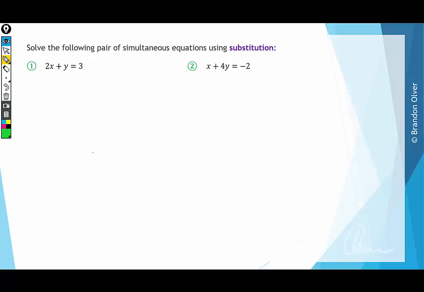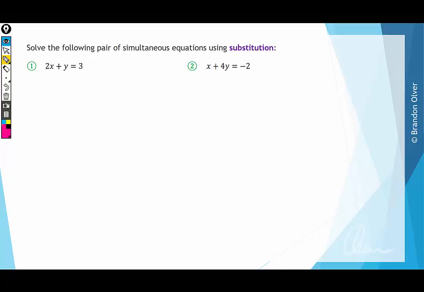Solve the following pair of simultaneous equations using substitution. For equation 1 we have 2x plus y equals 3, and for equation 2 we have x plus 4y equals negative 2. So the first thing we need to do if we're going to use the method of substitution is get one variable to be the subject in one of the equations.